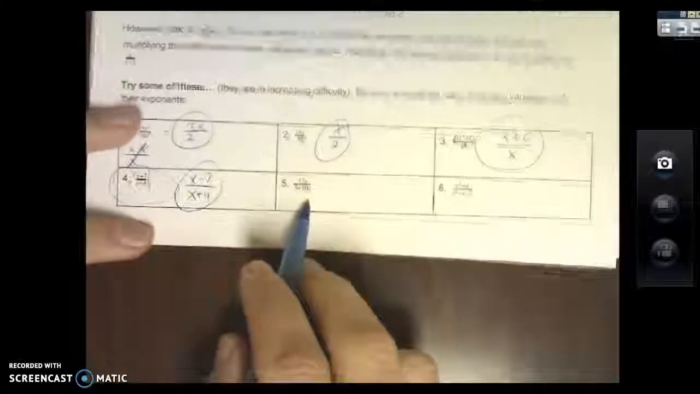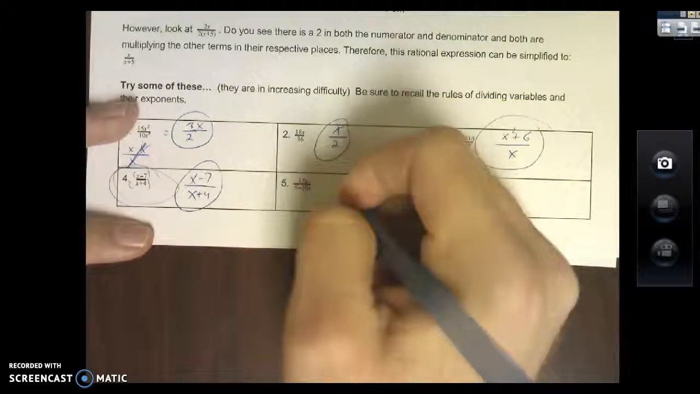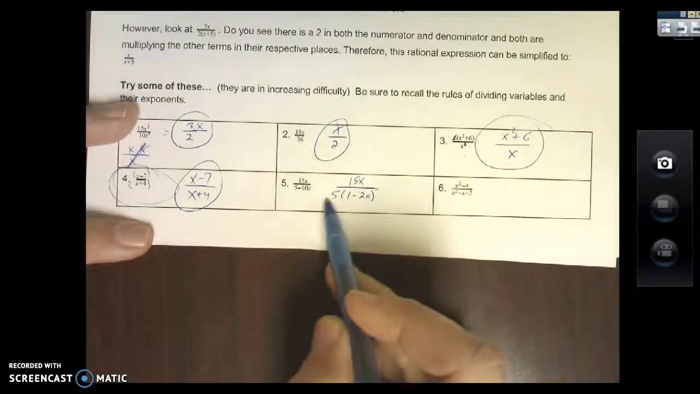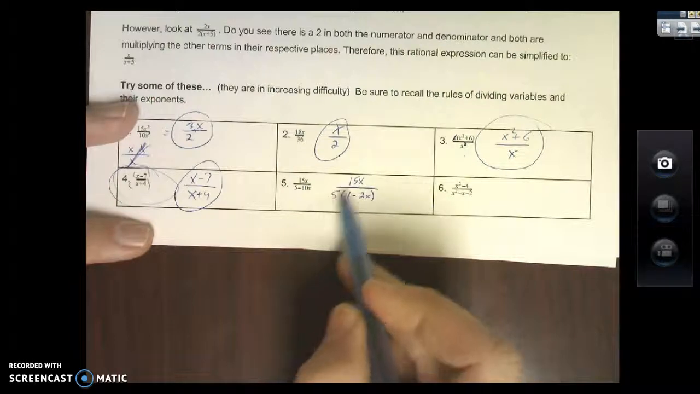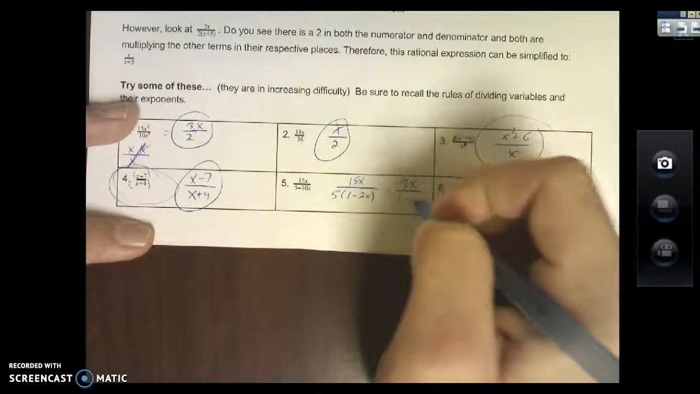But if you look at number 5, look down low. What number can go into 5 and negative 10? 5. I'm left with 1 minus 2x down low. Now because that 5 is pulled out, I can reduce this. 15 divided by 5 is 3, so I get 3x up top and the 1 minus 2x down low.